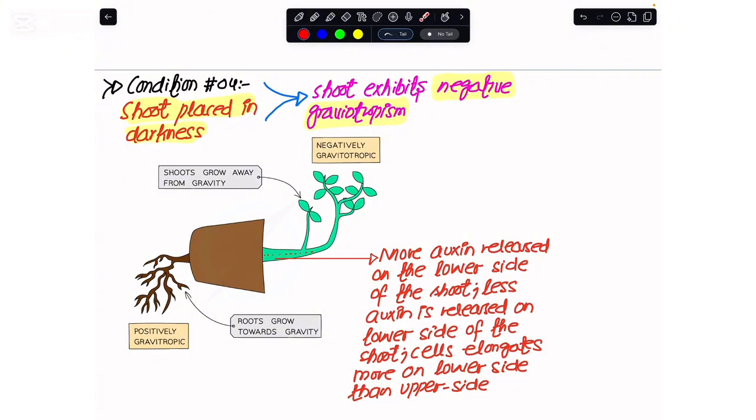So the situation that the examiner would present to you: he would take a pot and in the pot he would show you the stem that grows like this, and he would say that I have placed this shoot in the darkness. Now you tell us what kind of response this shoot has exhibited. Since this shoot is bending upward, against the direction of gravity, I would say that the shoot here is exhibiting negative gravitropism.